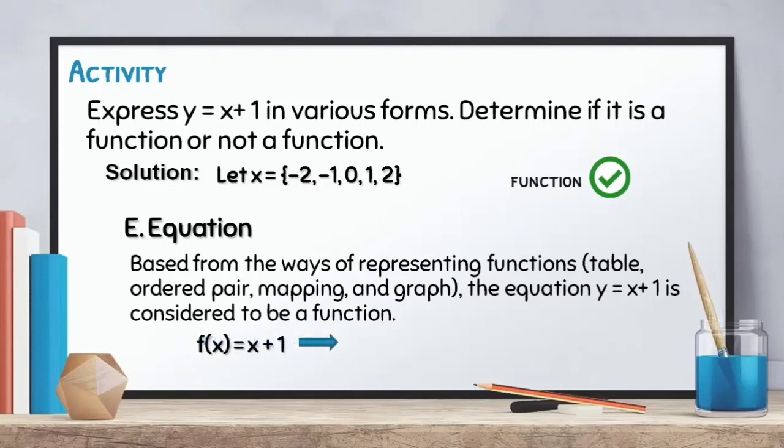So let's have our equation. So we're going to use f of x is equal to x plus 1. So we replace our y with our f of x, and that is equal to x plus 1. Okay. So say, for example, we input -2 into our x, and that would be f of -2 is equal to -2 plus 1. So we replace our x with -2, then plus 1. And that would be f of -2 is equal to -1. But our answer here is an integer, right? It is equal to -1. Therefore, it is a function. All right? Any questions so far?